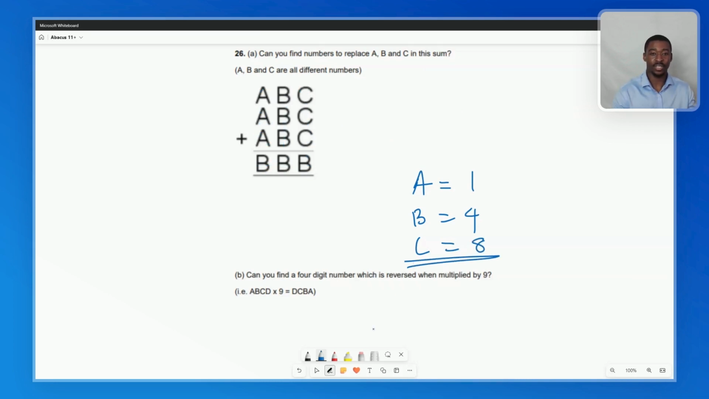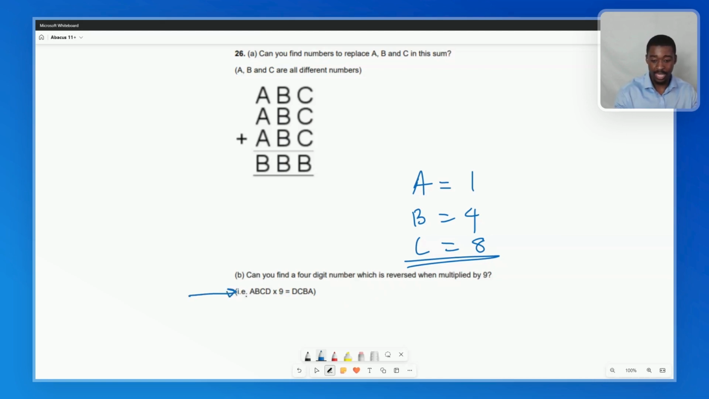Okay, now here for this final question, part B, we have a challenging question. And we're going to have to tackle this step by step once again, using all the logic and reasoning that we can find within our brains. So for this question, we're asked to find a 4-digit number which is reversed when multiplied by 9. So here we're showing the example of what has to happen.